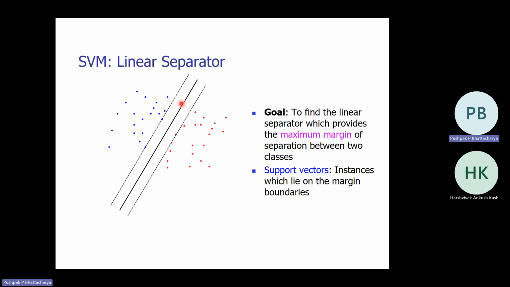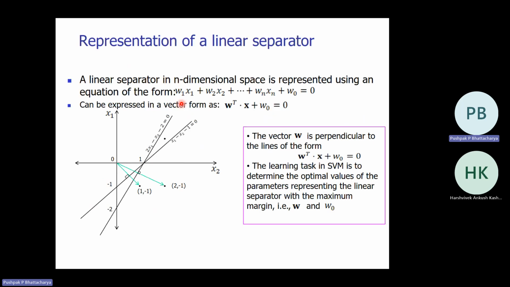So let's see how we do it. It requires some simple coordinate geometry. A hyperplane which separates the two classes is expressed by this equation: W1 x1 plus W2 x2 plus ... plus Wn xn plus W0 is equal to 0, which can also be written in the vector form as W transpose, the weight vector, dot x, the input vector, plus W0 is equal to 0.